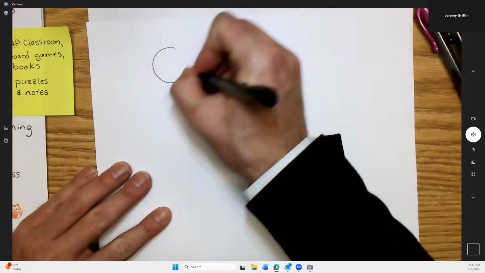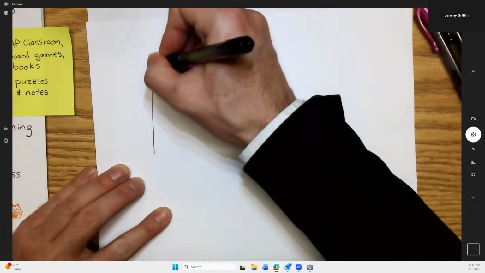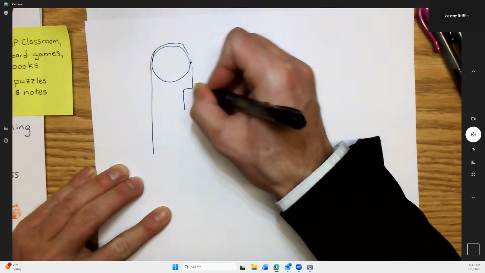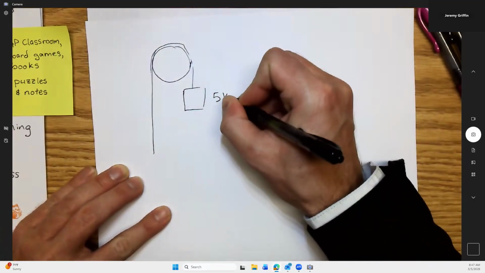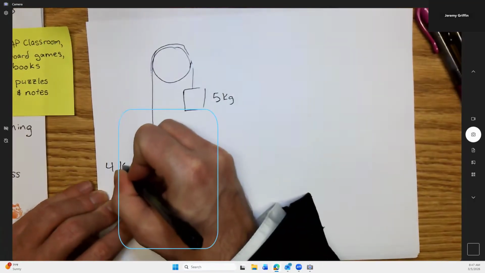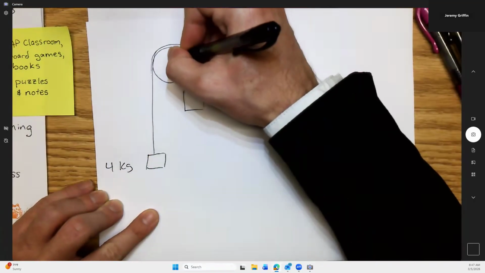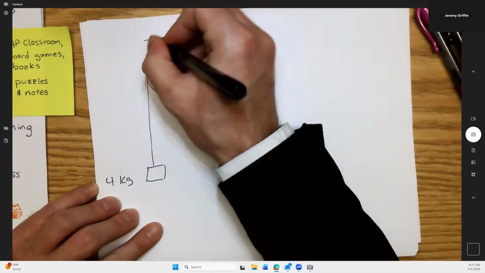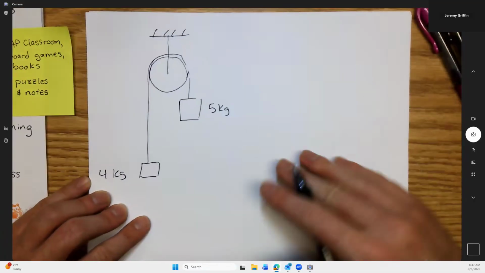Okay, so please get set. Okay, so what if I have 5 kilograms here? And let's put 4 kilograms on the side. Yeah. So it's hanging from the ceiling.